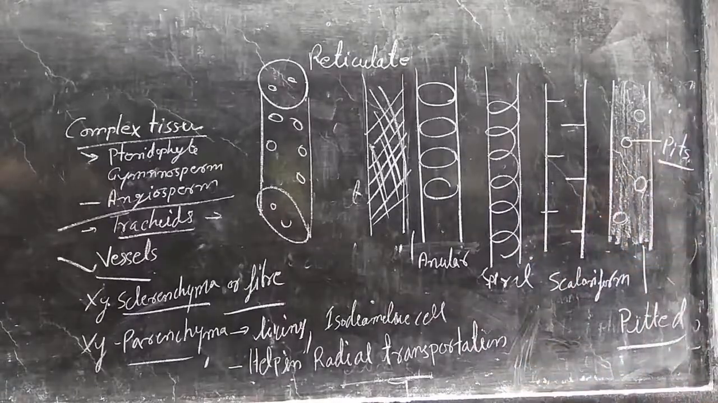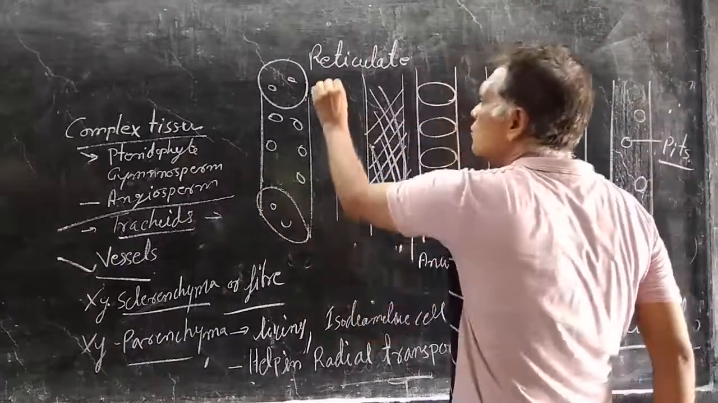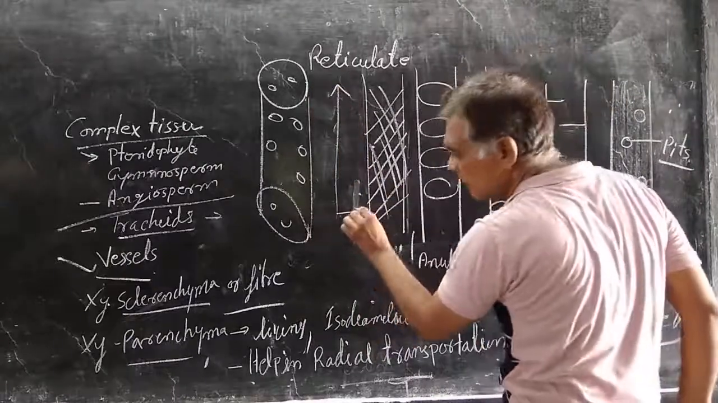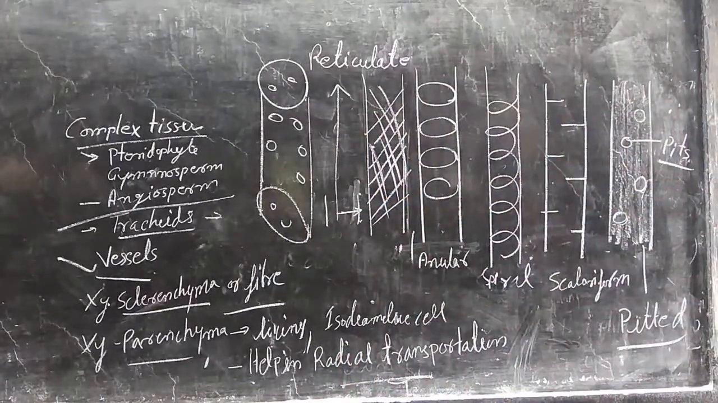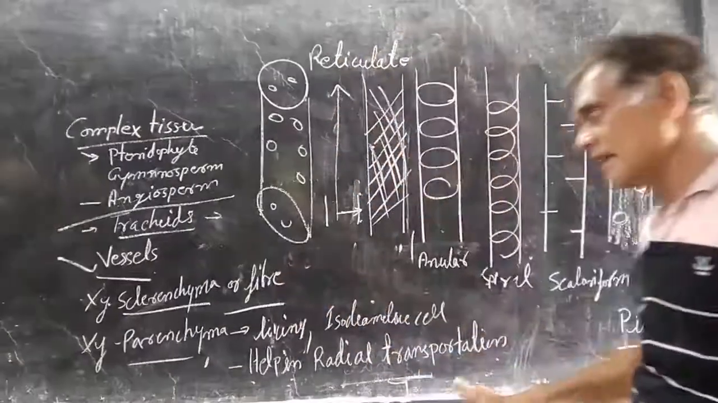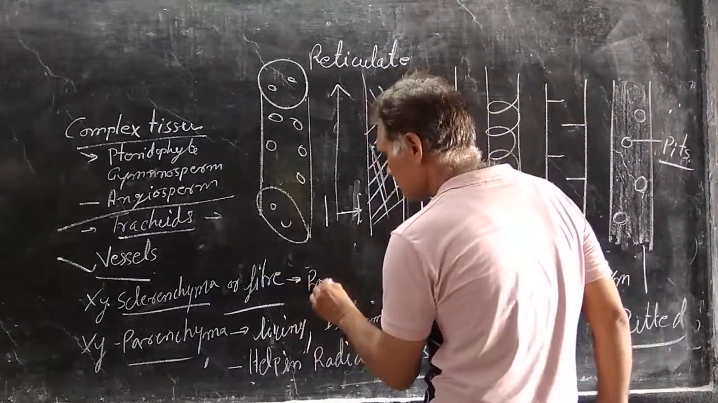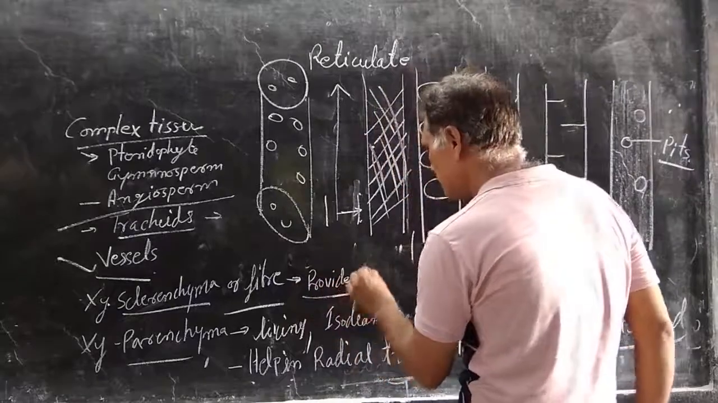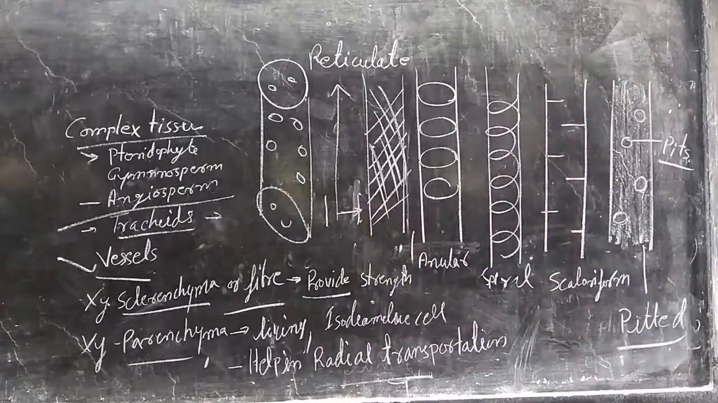Radial transportation means, inside plants, this one is longitudinal, and this one is towards the radius, or we can say radial transportation. So xylem parenchyma helps in the radial transportation of food and any other material. Xylem sclerenchyma or fiber provides mechanical strength to the plant body.